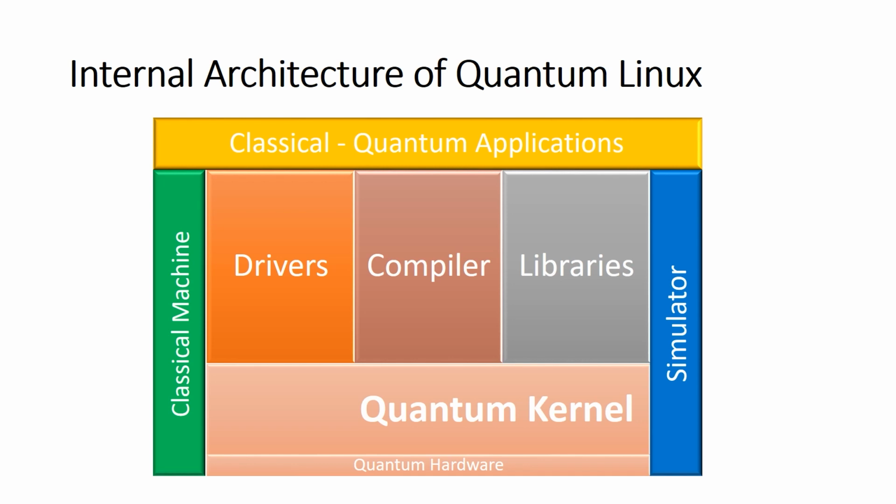At the very top of the architecture, we have quantum applications. Now, these are the end-user programs and tools that leverage Quantum Linux to perform specific quantum tasks such as chemistry simulations or cryptography. Moving on, how do you program these quantum machines?